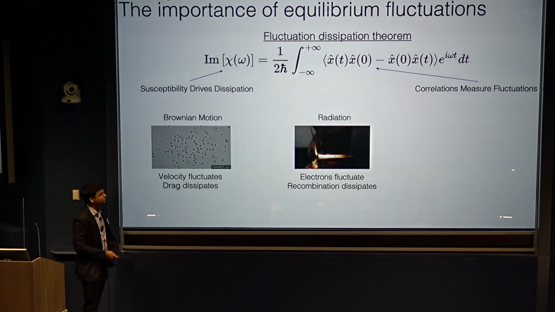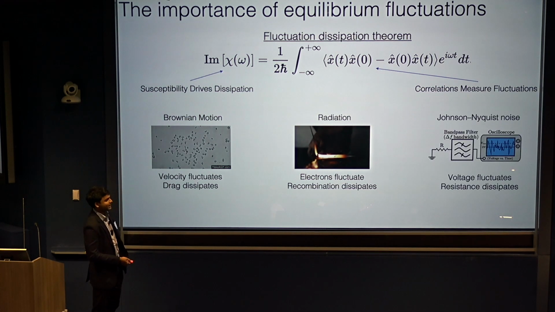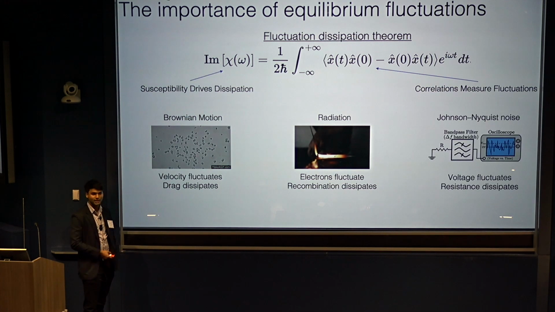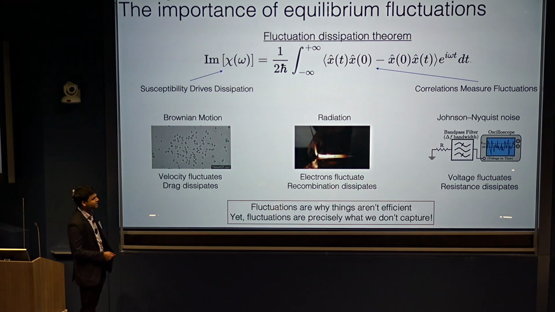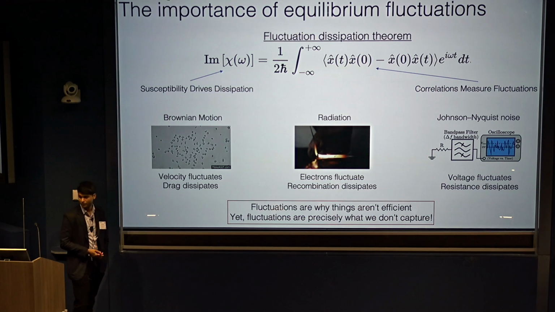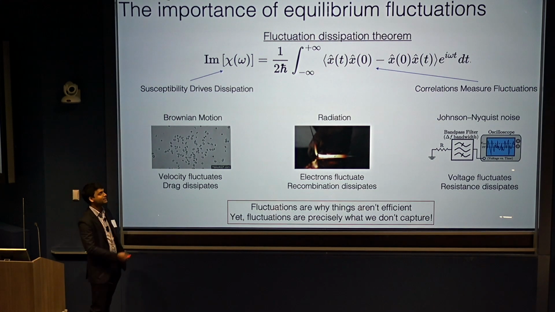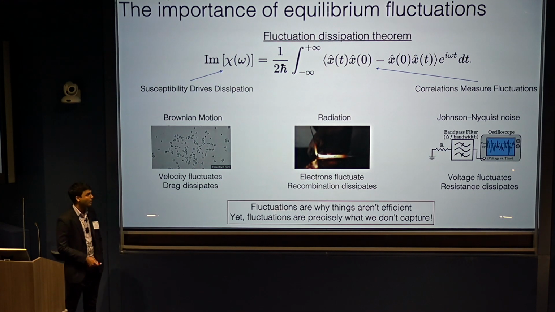The same is true for electrons in materials, where the electrons fluctuate for a black body, and recombination is what dissipates. The same is true in electrical engineering, where if you connect a resistor up to an oscilloscope, you'll see that there are voltage fluctuations, and it's the resistance that dissipates the heat. So really, fluctuations are a pretty rich area of physics that would be nice to be able to experimentally capture, because they're the reason things aren't efficient. They're the reason that energy is dissipated at equilibrium in systems in general.